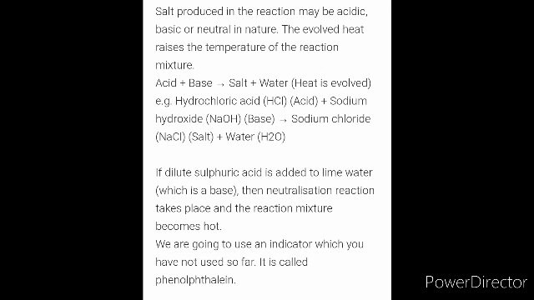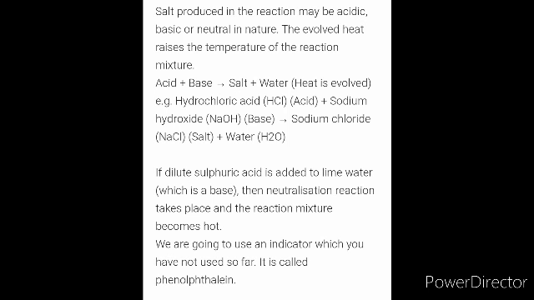So this is the equation: acid plus base will give salt and water, and heat is evolved. For example, hydrochloric acid, that is HCl, plus sodium hydroxide, NaOH. HCl is acid and NaOH is base. Sodium chloride plus water is formed. If dilute sulfuric acid is added to lime water, which is a base, then neutralization takes place and the reaction mixture becomes hot. As we have studied earlier, the evolved heat raises the temperature of the reaction.